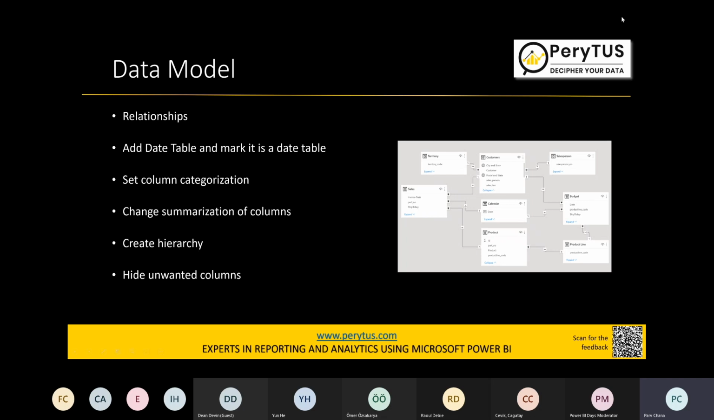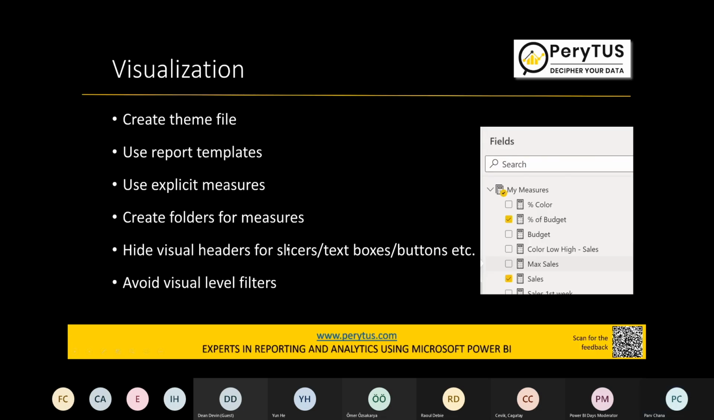So these are the things we talked about: summarization, hierarchy, and hiding unwanted columns. And visualization, of course, at the end of the day, whatever we do, we create a great model. We have a very sleek model. We have a very efficient model, but the end user or the management or the leadership is all about what they are going to see in the data, right? So when I start a project with any client, the first thing I do is always create a theme file.